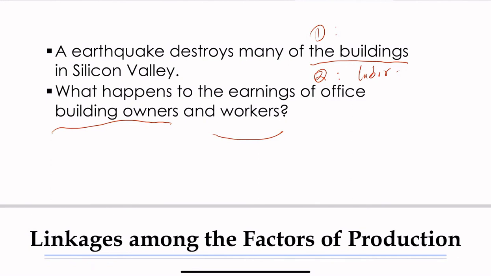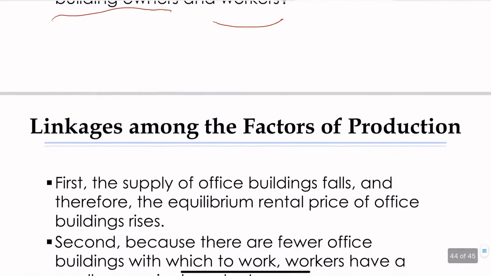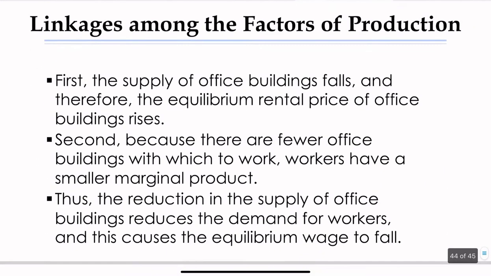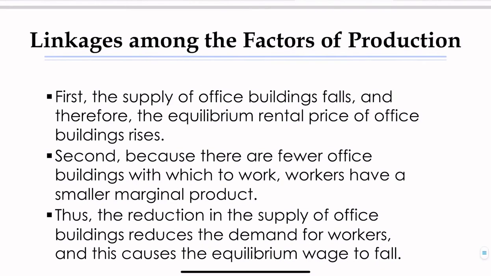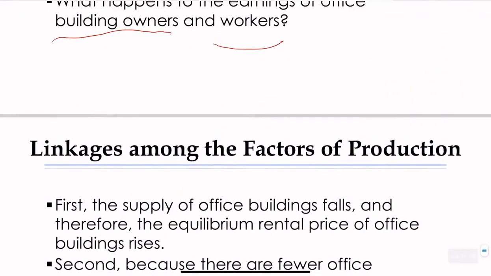And then you can see that by renting out office buildings, building owners can collect rental income. For workers, by working for a firm, by selling their labor to a firm, they can get wages. So the argument goes like this. First, you can see that the supply of office buildings falls, right? So you can imagine that because of this, the equilibrium rental price of office buildings will actually increase.